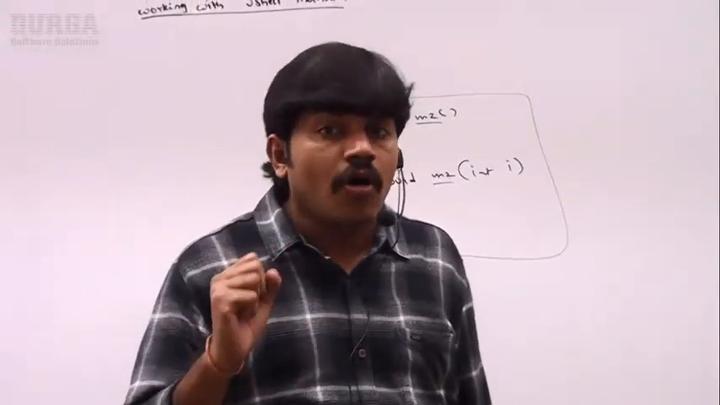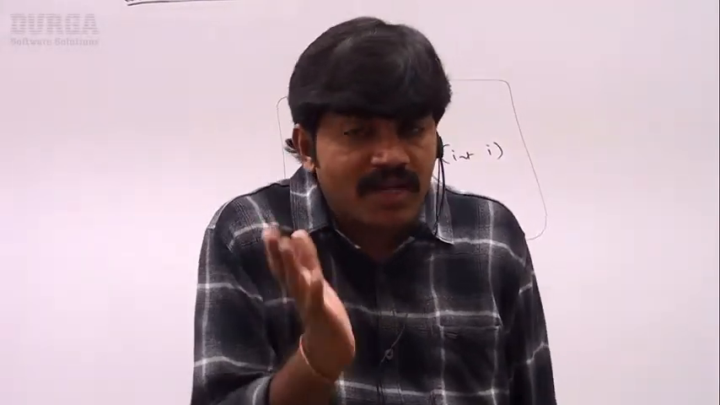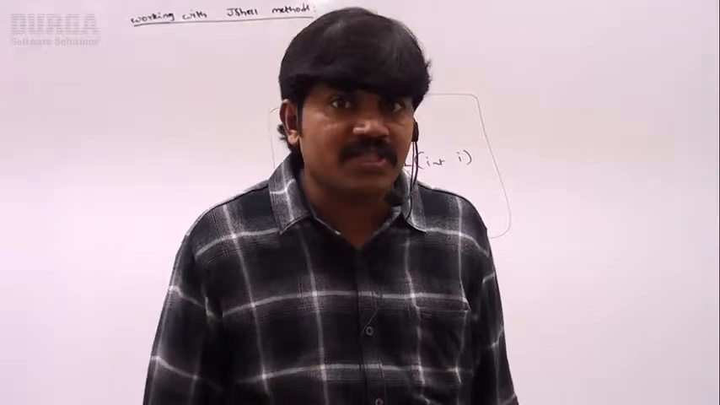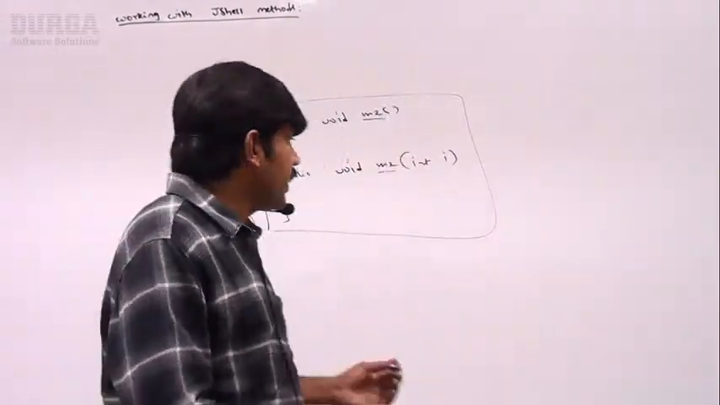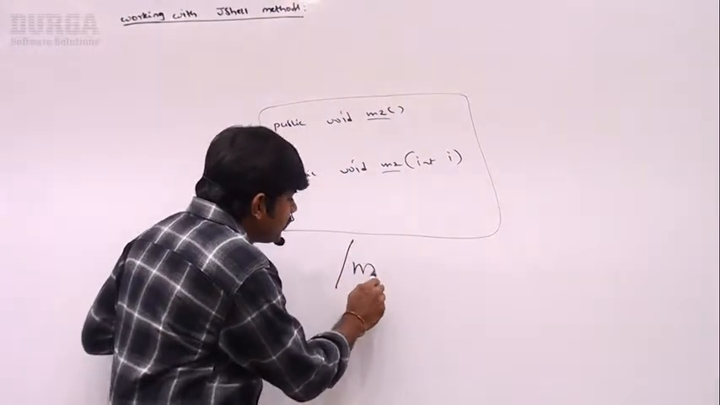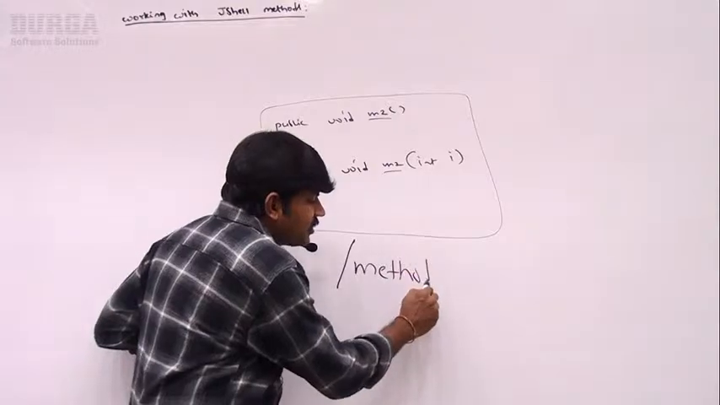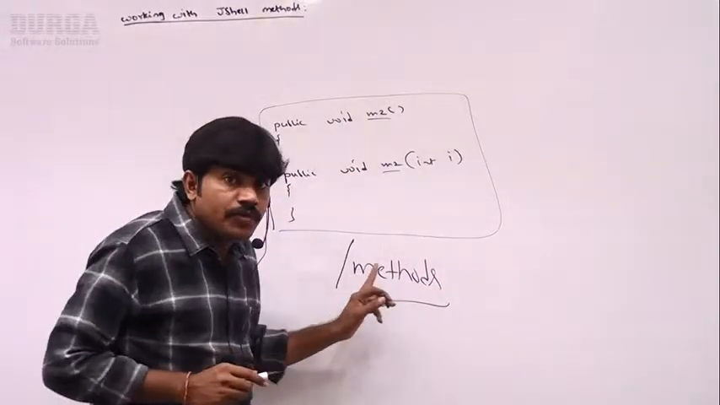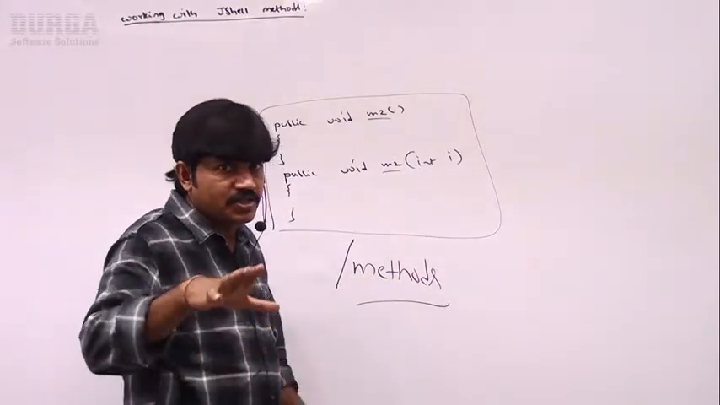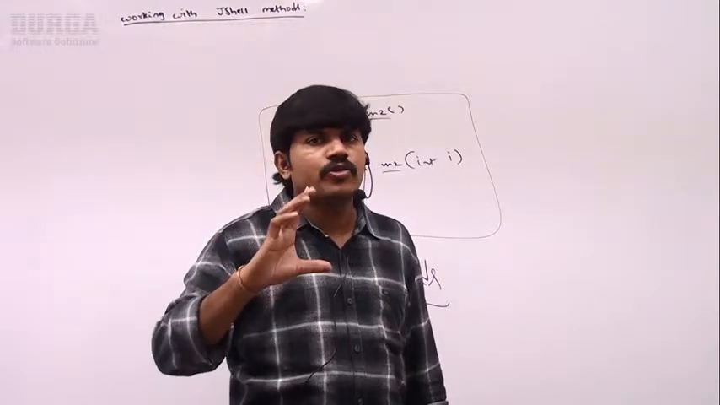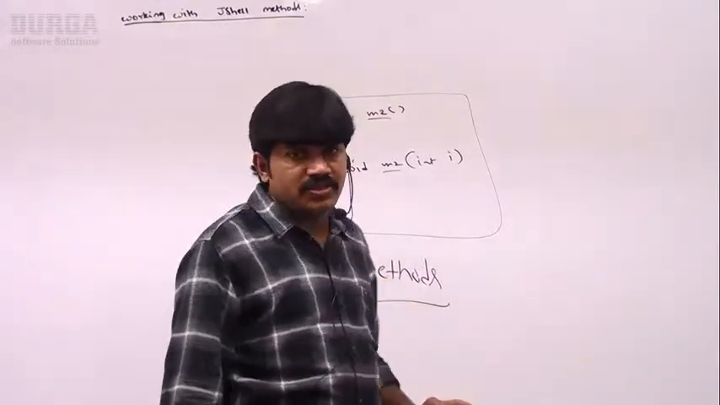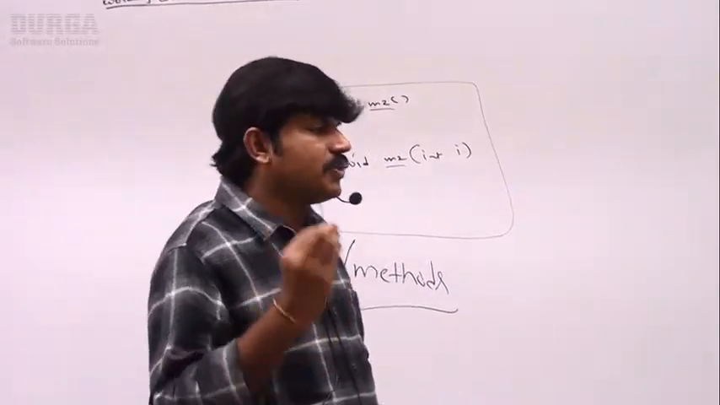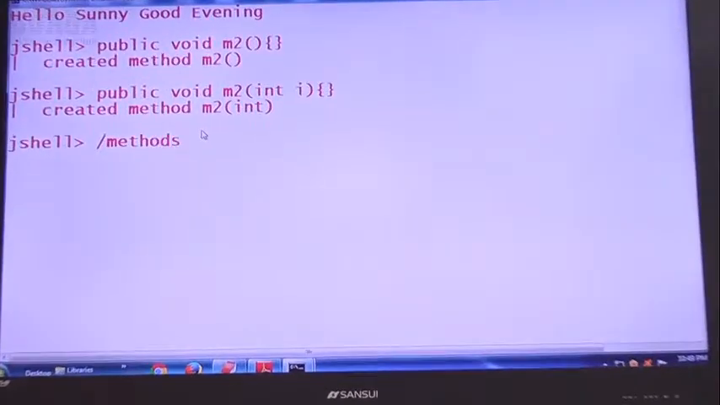Now the point: how can you check what are the various available methods in the J shell? Yes, which command do we require to use? Slash methods. What is the command name? Slash methods. If you use this command in the J shell, it is going to list out all active methods whatever there are in the J shell. So first let me show that. Here, see, slash methods.